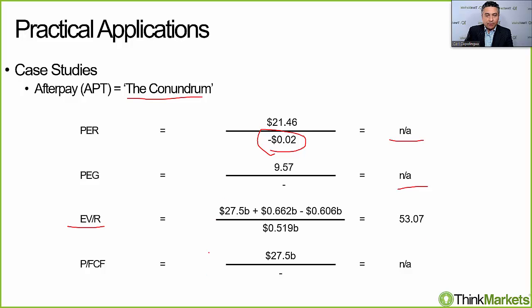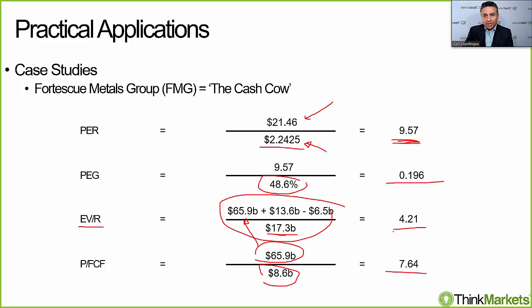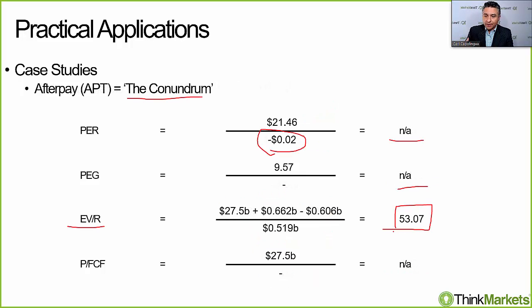What we can work out, however, is our EV to R, and that came in at 53.7. Now we're starting to understand on a relative basis what that 4.21 means for Fortescue. Remember what we said, lower is better. And price to cash flow, free cash flow, hey, we don't have any free cash flows. So we can't work that one out either.